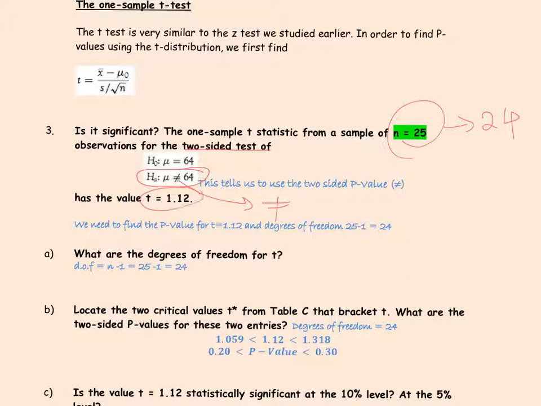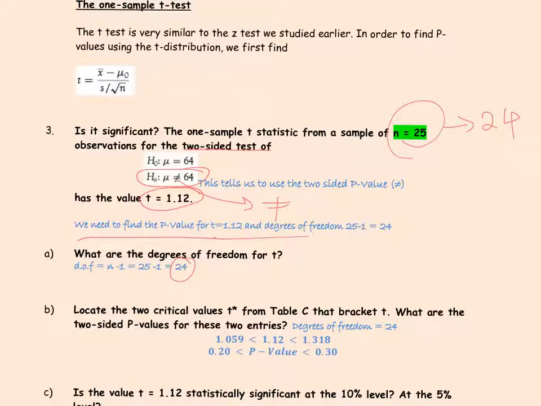The T statistic is given to us, which is 1.12. So we are halfway done, and we just need to do a little more to complete this hypothesis test using a T procedure. So we need to find the p-value for t equals 1.12 and degrees of freedom 25 minus 1, which is 24. So the degrees of freedom is 1 less than the sample size.